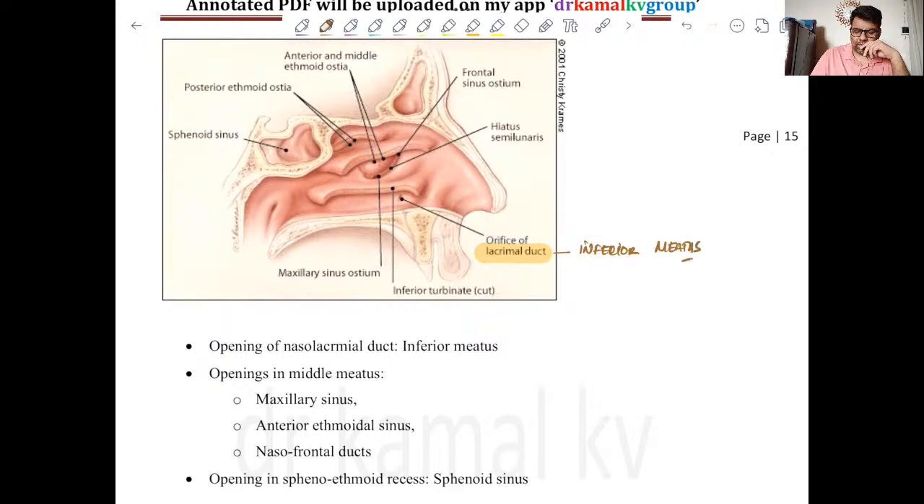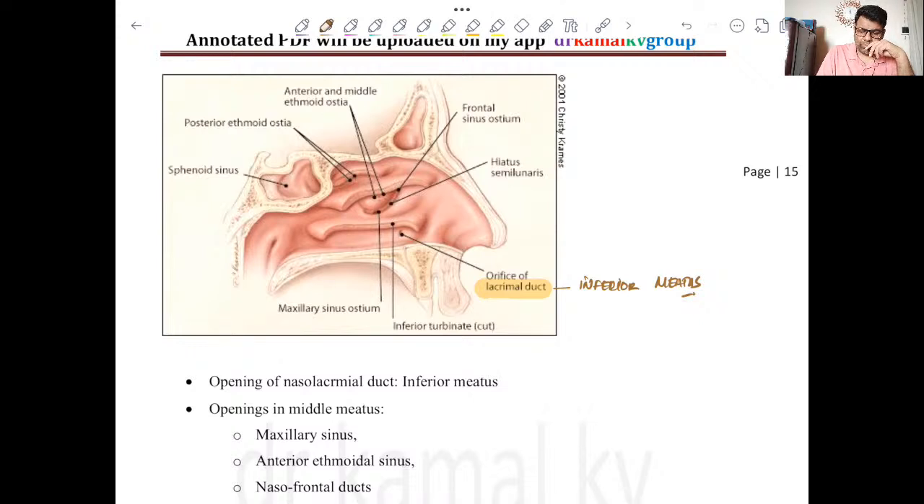Clear? Then there is one posterior ethmoid which opens into the superior meatus. Clear? So you can remember posterior ethmoid here. Then the sphenoid sinus, this is the sphenoid sinus, and it opens into the supreme meatus or sphenoethmoidal recess. Clear?